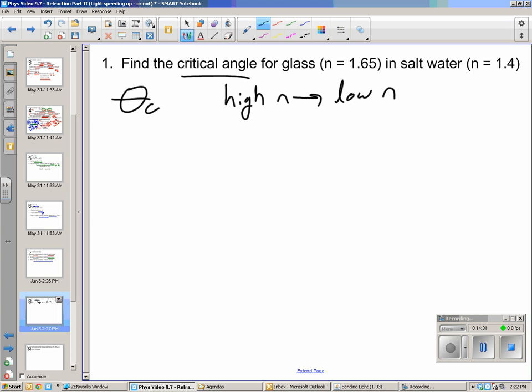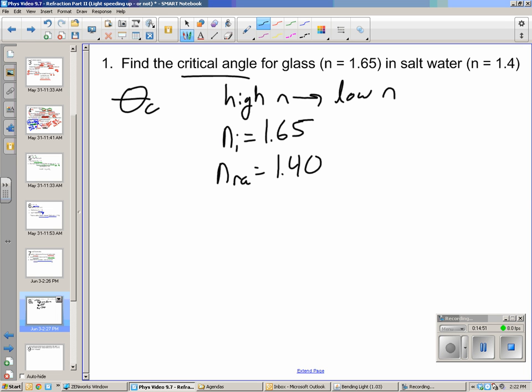So what that means is, here, my 1.65 is my high index of refraction. So that's got to be my NI. It's got to be my starting index of refraction, which means that we're refracting into salt water, which is a lower index of refraction. Okay? Because we're going from high to low.